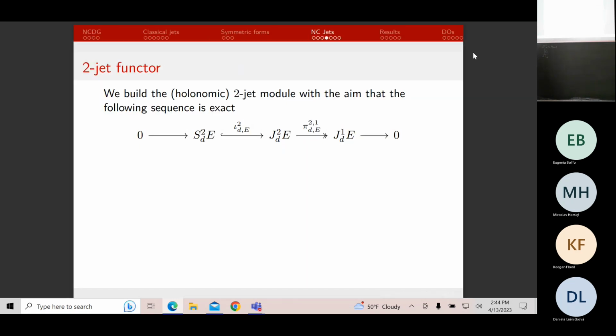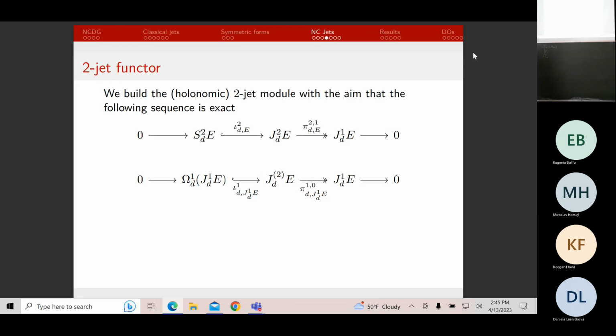Okay. So let's see what's the actual 2-jet then. So this is what we want. We would like something. So now we know what S2 is. We know what J1 is. We lack an object in the middle. We want an object that satisfies this short exact sequence.